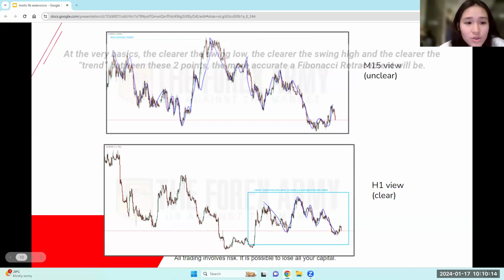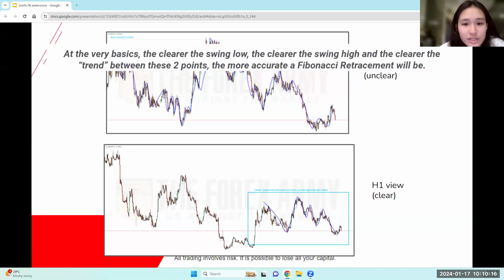Okay, so there's basically two criteria that you should look out for. Firstly is a clear swing low. So the clearer the swing high, the clearer the trend between these 2 points, and the more accurate your Fibonacci retracement will be.